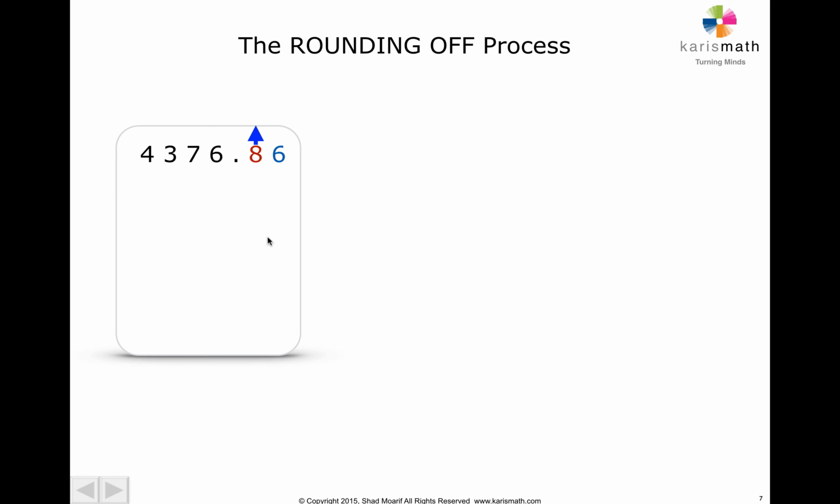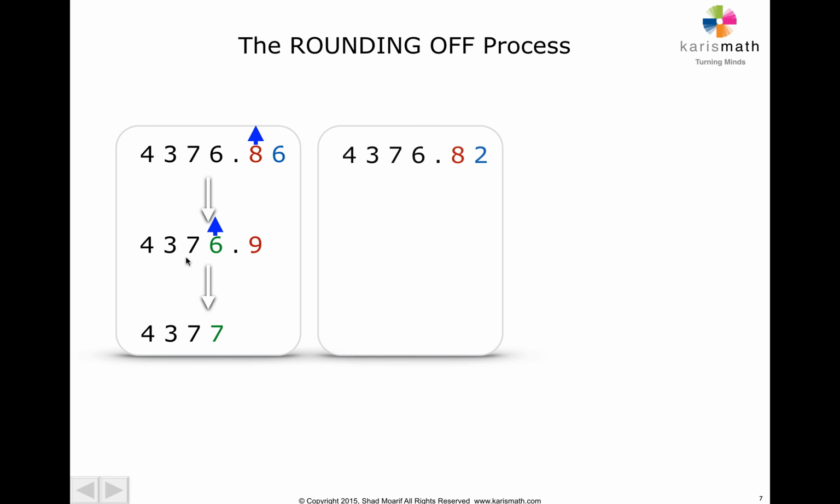4376.86. We know that this is more than 5, so we increase this to 9, and the answer is 4376.9. There you go. Now if you want to change this to a whole number, and you don't want decimals here, then increase 6 by 1, because this is more than 5, and so this becomes 4377, and that's your answer.